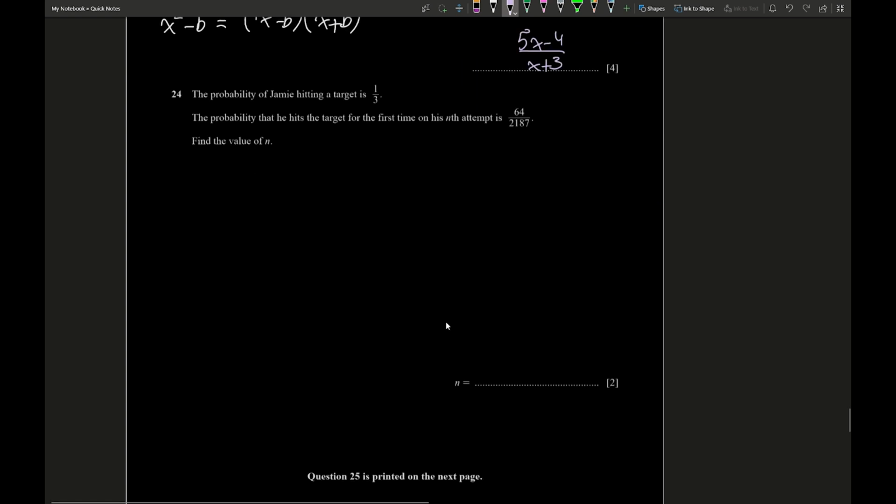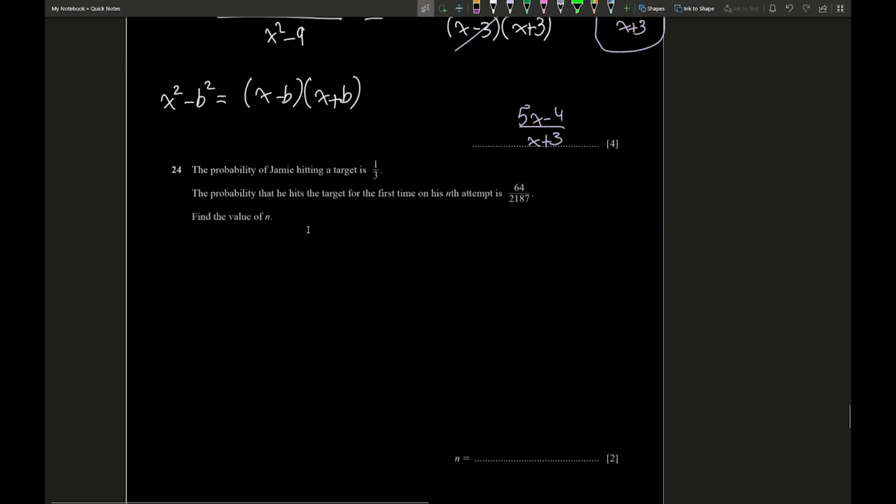Now on to question number 24. The probability of Jamie hitting a target is 1 over 3. The probability that he hits the target for the first time on his nth attempt is 64 over 2187. Find the value of n.